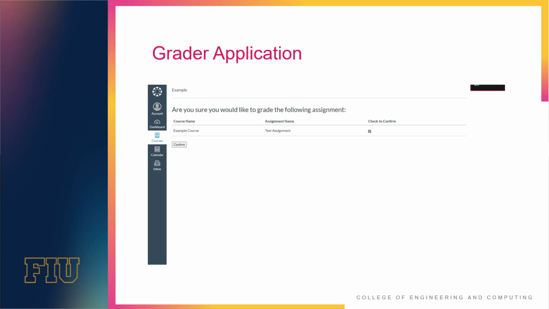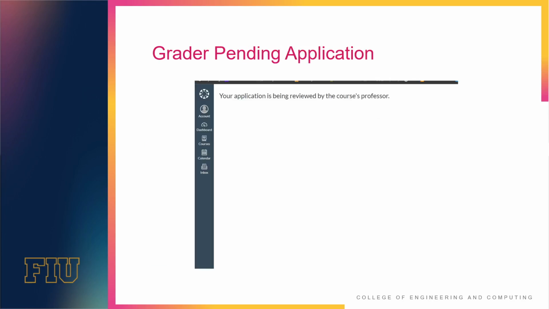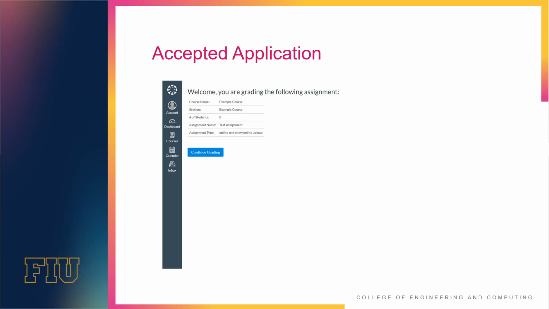When a grader applies for an assignment to grade, the page that the assignment leads to becomes a page telling the grader that his or her application is under review. Once the application to grade the assignment has been accepted by the instructor, the grader will be able to see the details of the assignment on the home page and a link to grade the assignment.